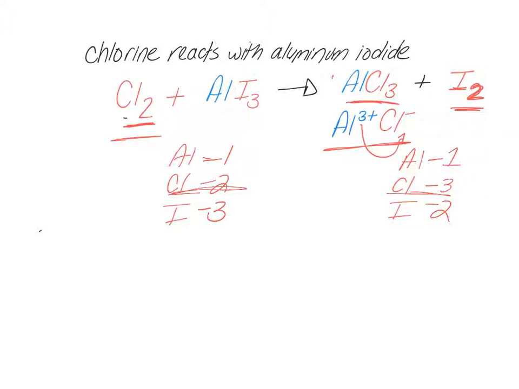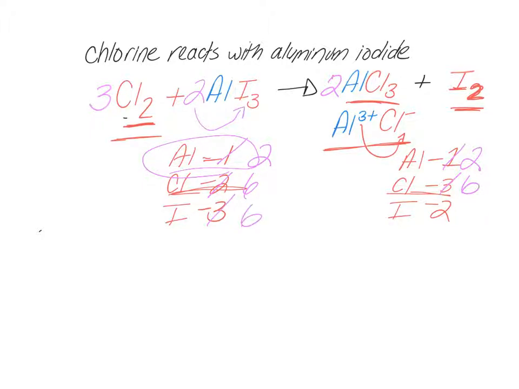So if I multiply this one by 2, and I multiply this one by 3, then I get 6 chlorines. That also changed the aluminum over here to 2. And so in order to get the 2 aluminum over here, I'd have to put a 2 in front of here. But that changed the iodine to 6. So now I have a 6 there. That means to get 6 iodines here, I'm going to have to put a 3 in front of here. And now it's balanced.